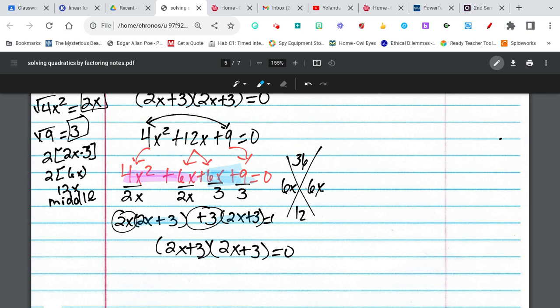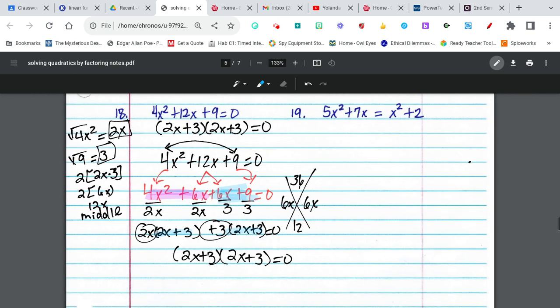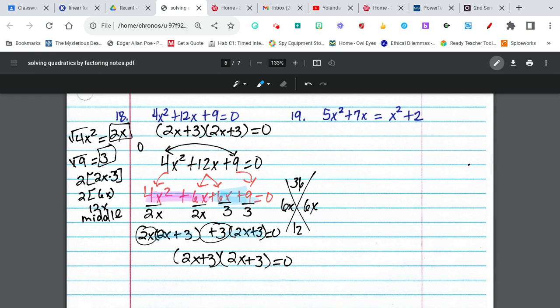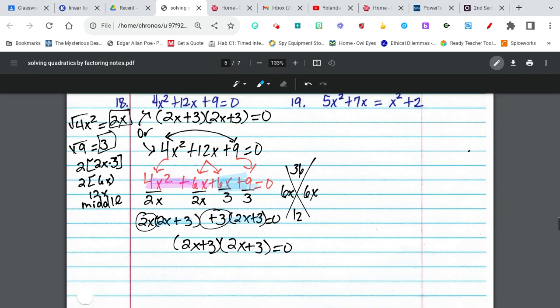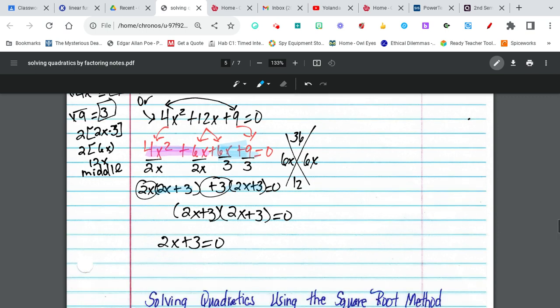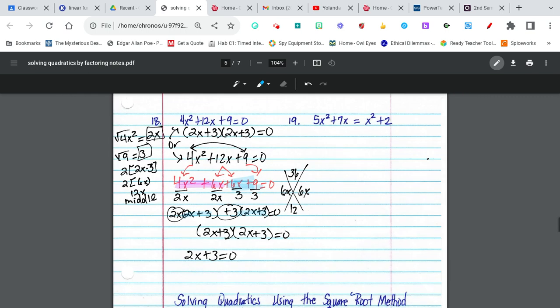And it's all set equal to 0. So you could have done it this way or this way. I don't care which one. But either way, you're going to take 2x plus 3, only use it once, set it equal to 0 because it's the same factor. So we get 2x equal to negative 3. Divide both sides by 2, and you get an x-intercept of negative 3/2 for the parabola.